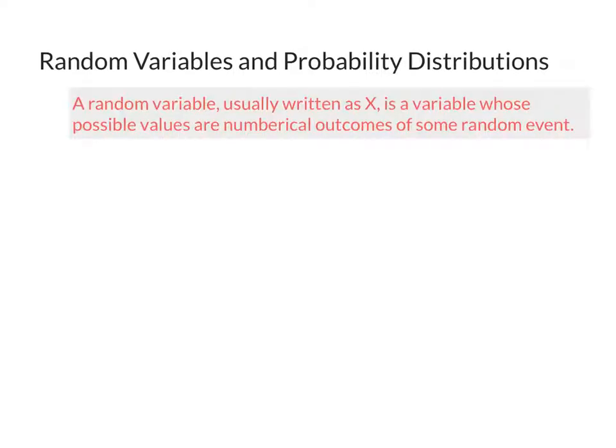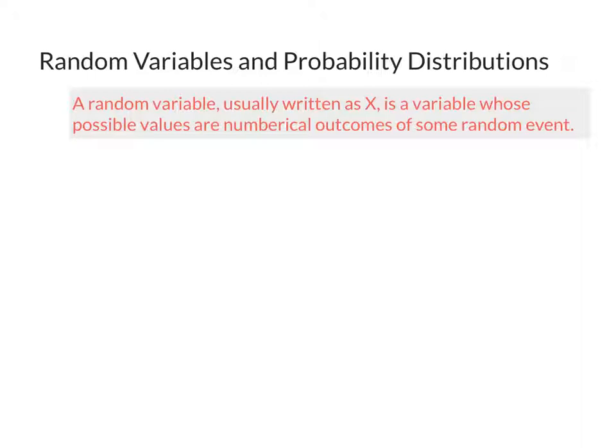I want to take a look at random variables and probability distributions. With this idea, we first need to look at the definition of what a random variable is. A random variable, we usually write it as a capital X, is a variable whose possible values are numerical outcomes of some random event. Because a random variable is subject to randomness, it can take on different values.